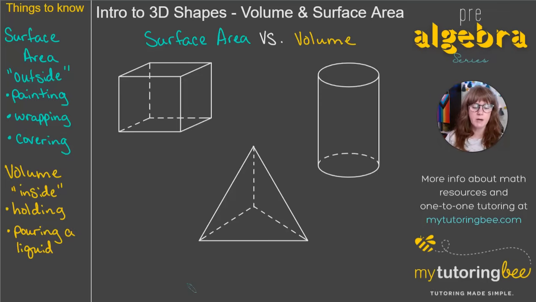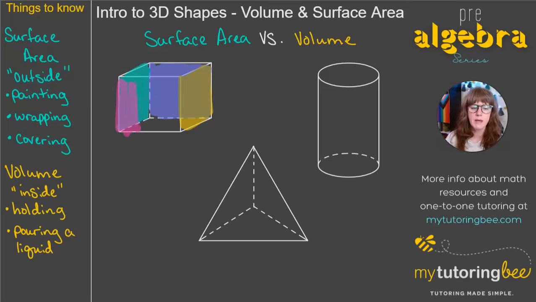So when we are talking about surface area, we are thinking the outside. So if we are painting a box or painting the walls of a room, or if we are wrapping something or covering something, we are thinking about those 2D faces, those flat surfaces of our three-dimensional shape. So with this rectangular prism right here, I'm shading in all of those flat two-dimensional surfaces. So imagine that we're painting the outside of this box with all of these different colors of paint. So that's what I want us to be thinking about.